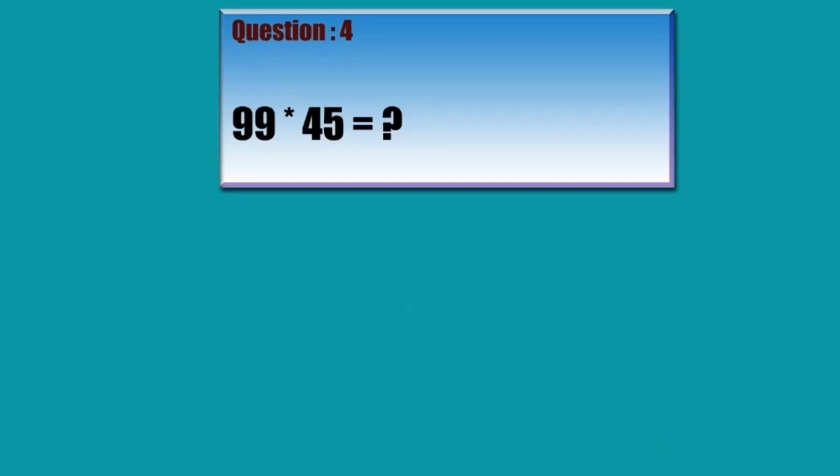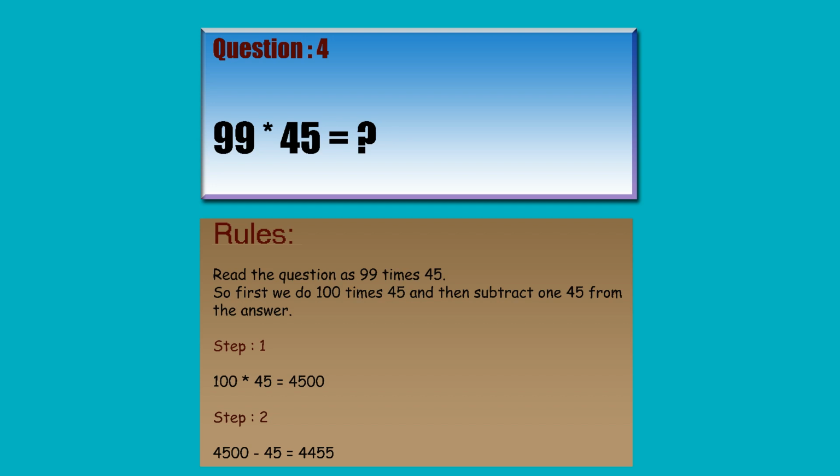99 times 45 is what? Read the question as 99 times 45. So first we do 100 times 45 and then subtract 45 from the answer. Step 1: 100 times 45 equals 4500. Step 2: 4500 minus 45 equals 4455.